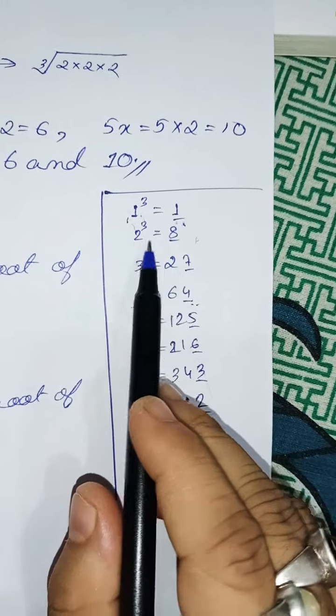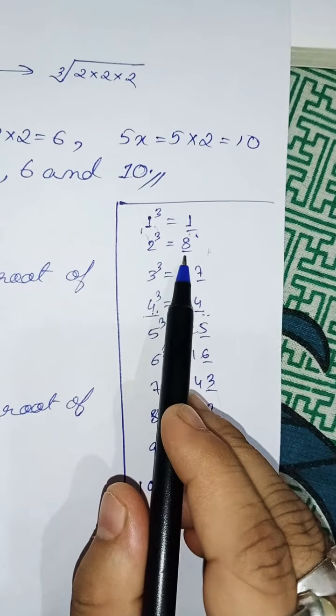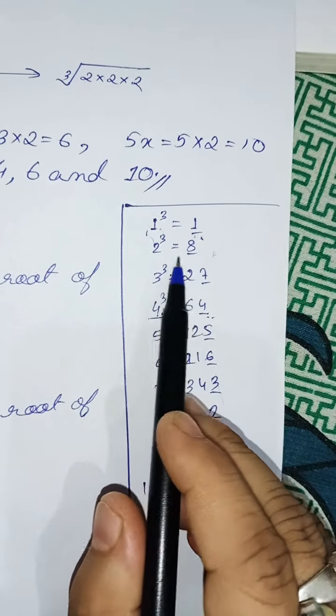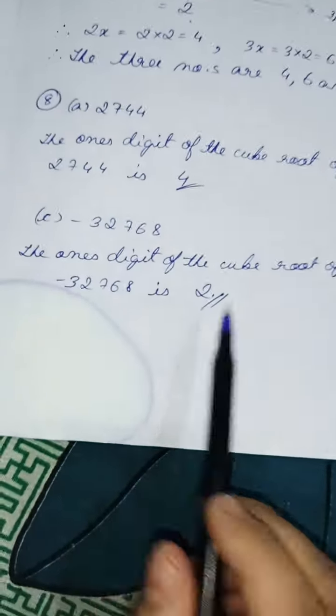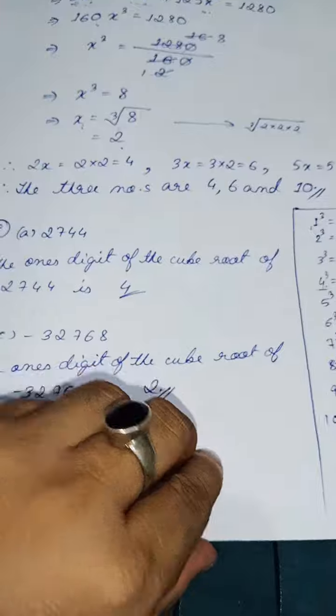Similarly for 8, since 8 is achieved by doing the cube of 2, for the cube root of 8 I will get 2 in the unit place. So the ones digit of the cube root of this is 2. So this is also done.